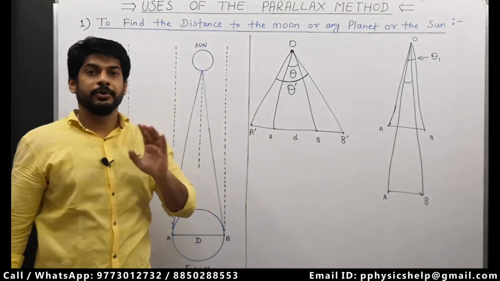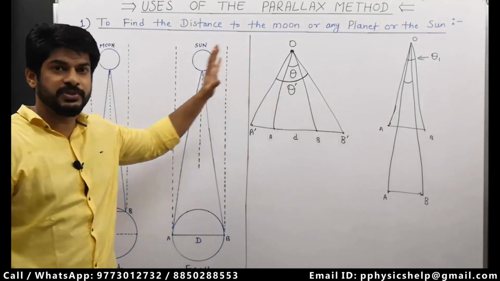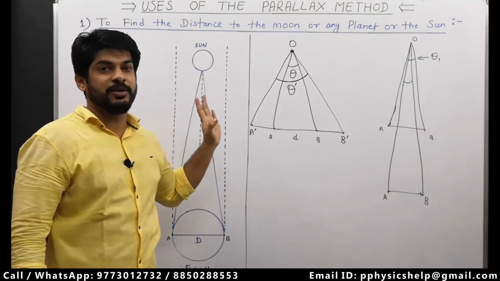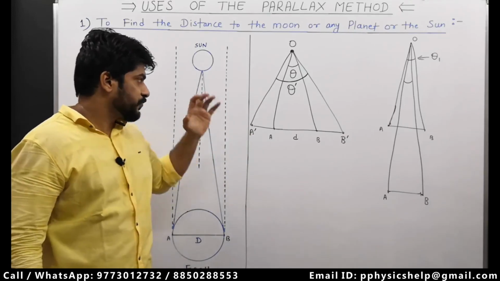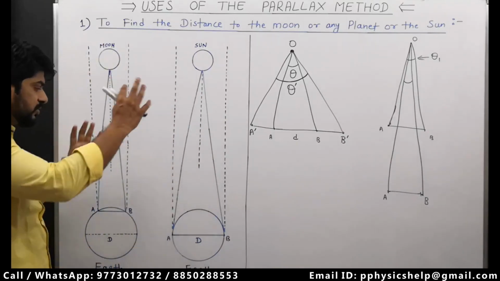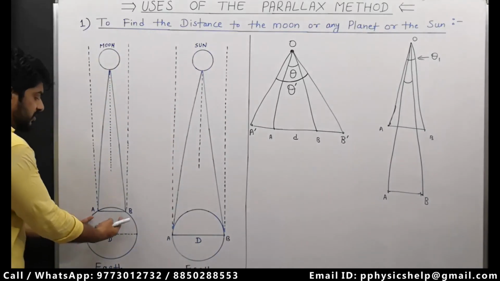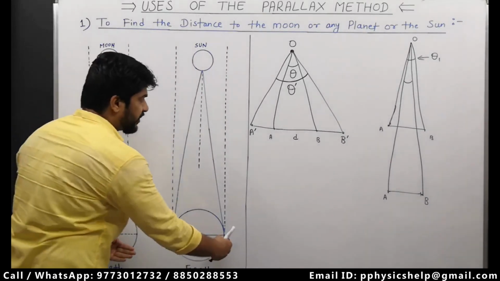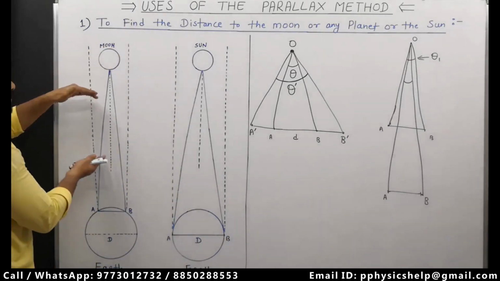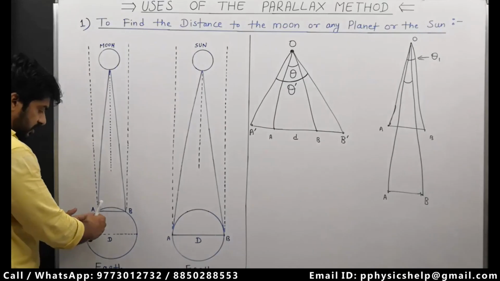So I hope this is clear. This is just a background. We have not yet started with the actual experiment. I hope everything is clear now: why we have chosen such cases, why this is smaller, why this is bigger, what happens if the distance increases, and what happens if the distance is small.